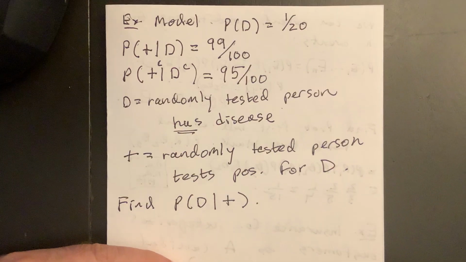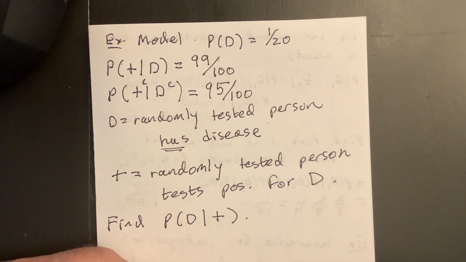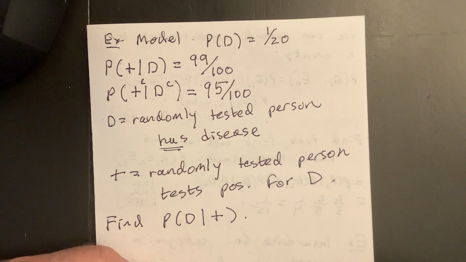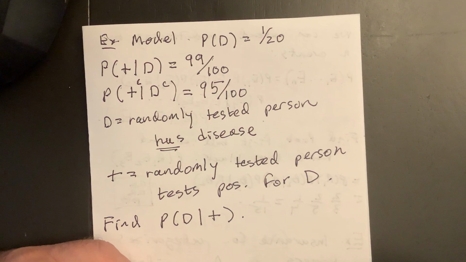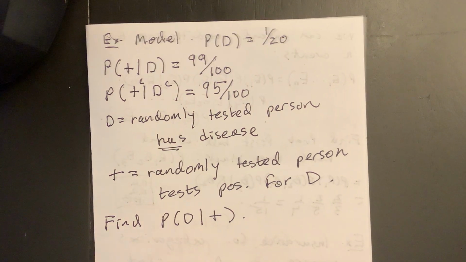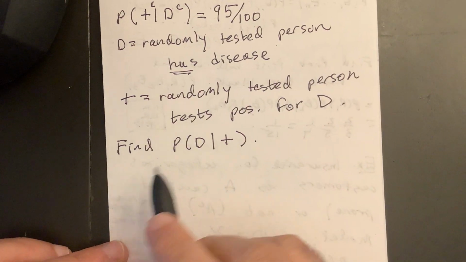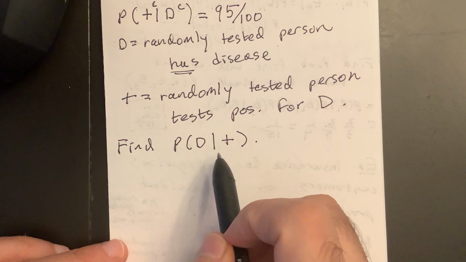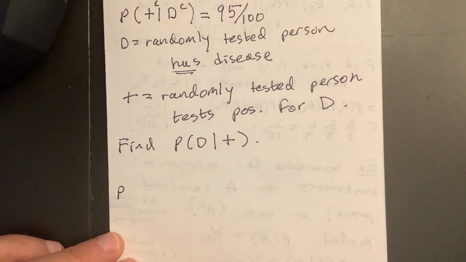In some sense, you can think of the D as unknowable, right? All we get are either plus or plus complement, negative, and we are trying to infer whether they have the disease or not. Whether they actually have the disease, maybe it is knowable, but you need more tests, so we just don't really know. We could get a positive test and they don't have the disease. So we just do this using our conditional probabilities.